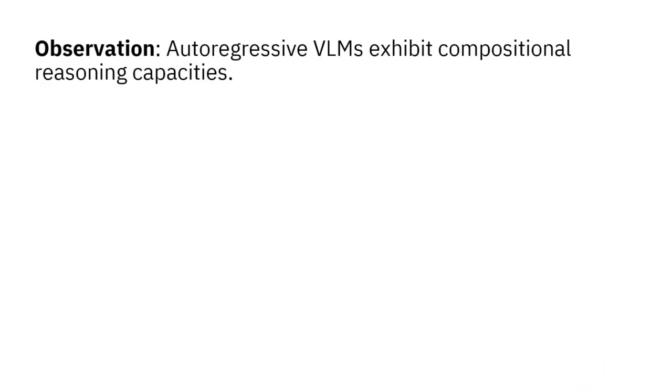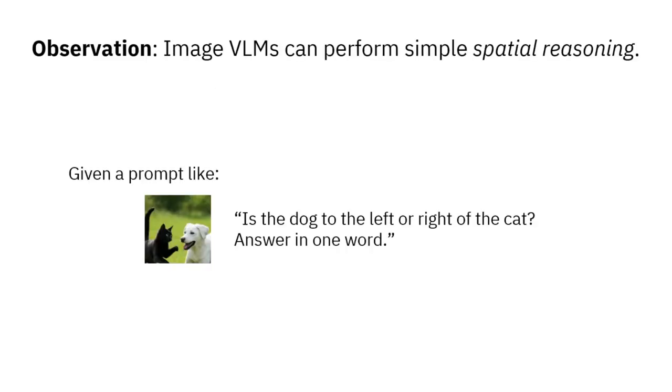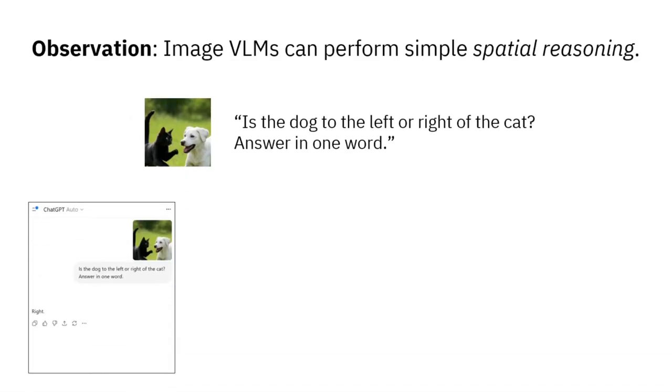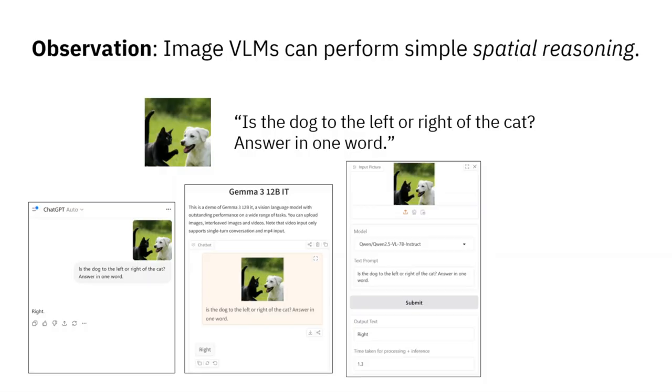This paper was motivated by an observation many of you have probably already made. Increasingly, autoregressive VLMs exhibit compositional reasoning capacities. What do I mean by that? More specifically, image VLMs can perform simple spatial reasoning. So given a prompt like this, latest closed and open source VLMs all correctly answer the question.